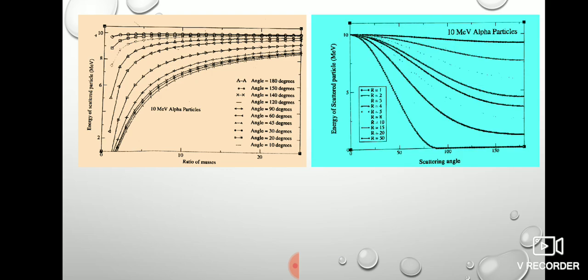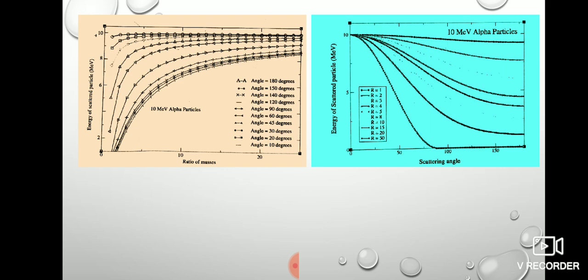As you can see from this plot, the resolution is maximum at lower R values, around 5 or 4 or below 5, in this range. This resolution, that is the distinction between different graphs, is maximum. We can also have another plot between scattering angle versus energy of scattered particles for different R values. In this case you can see that as the scattering angle increases, the resolution is better.